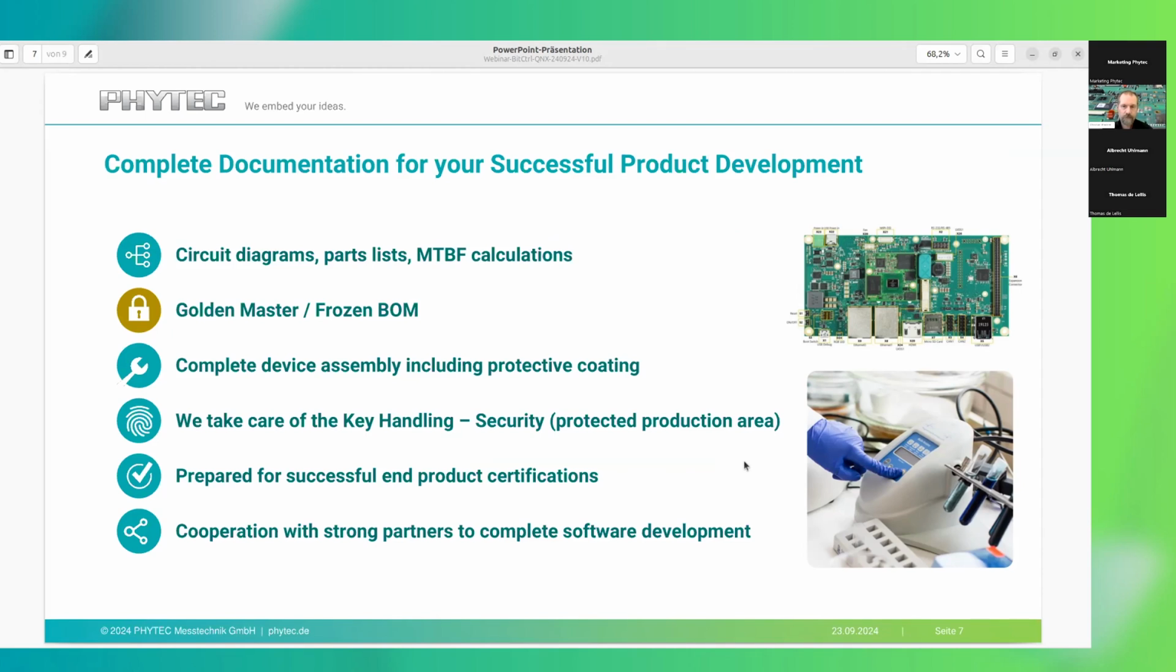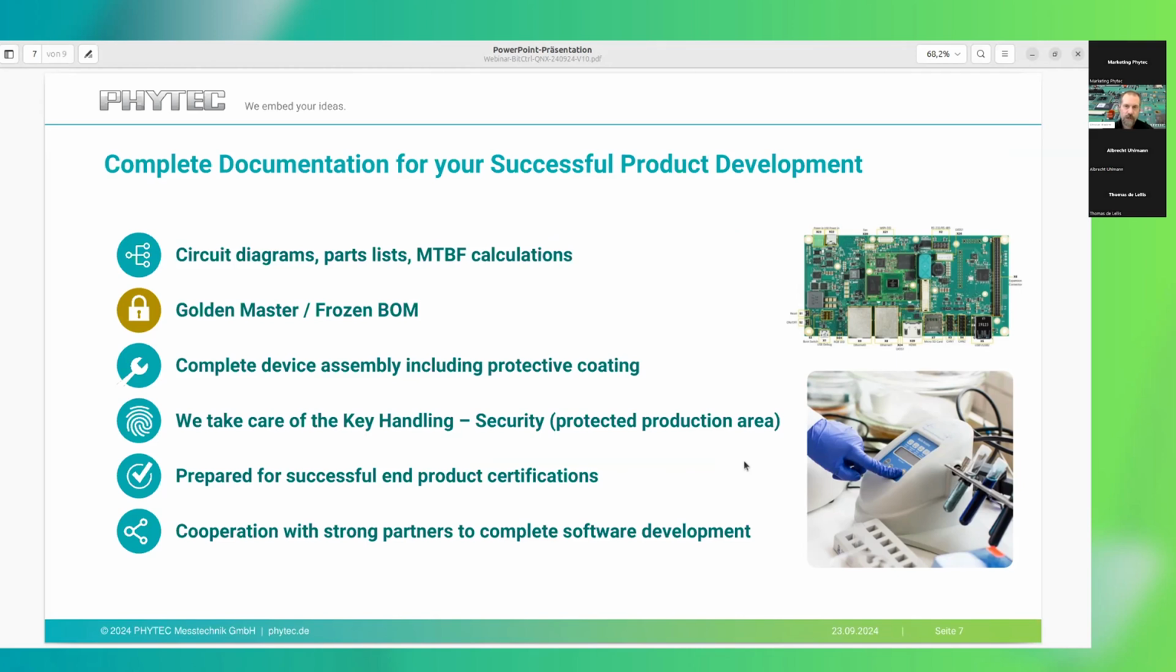to handle them. Additionally, we do all the certifications you need for the different vertical markets, like medical certifications or, for example, the automotive certifications you need. We handle this with partners or by ourselves.